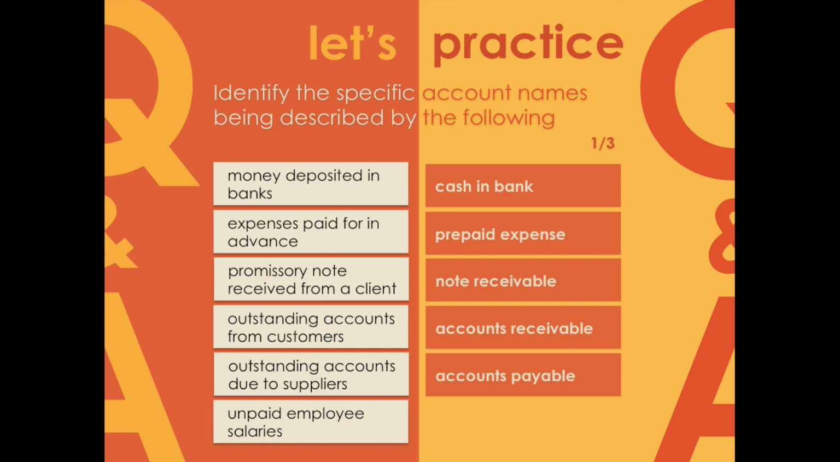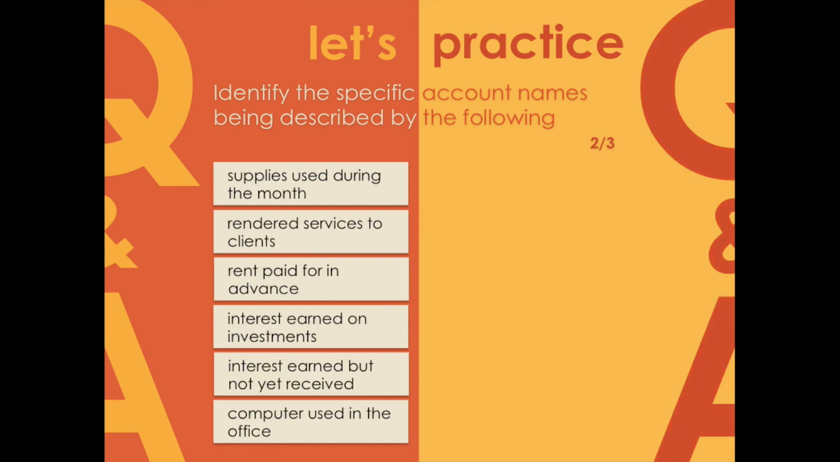6. Unpaid employee salaries. Okay, so what account do we use for anything that is unpaid? We use payable. Since this pertains to salaries, we can make the account more specific into salaries payable. Another possible answer would be accrued salaries expense, since this is an expense already incurred but still unpaid. Okay, hope you guys are getting the hang of it. Now let's move on.